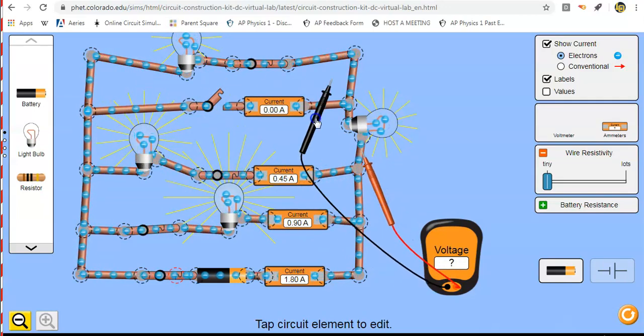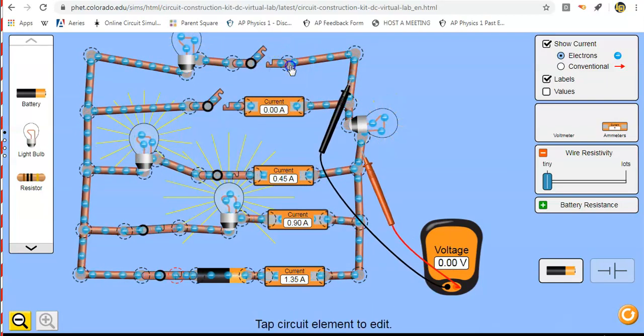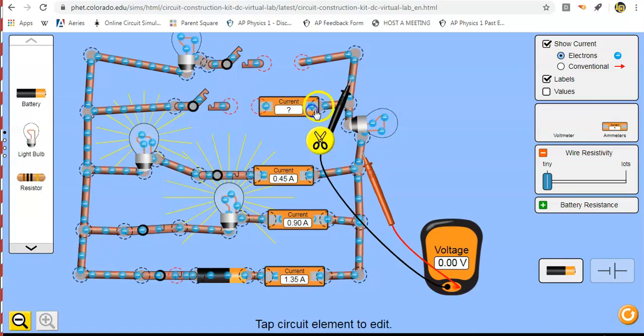And actually, maybe I will do it this time. I'm going to break this and shove this guy. Oh, I could just get a new one. Easier to get a new one.